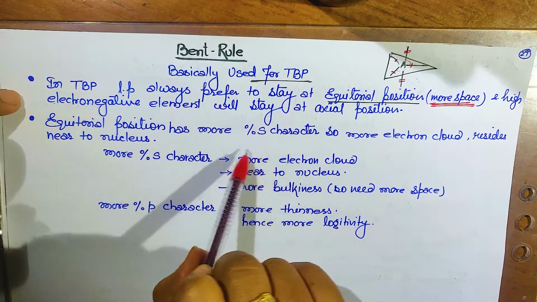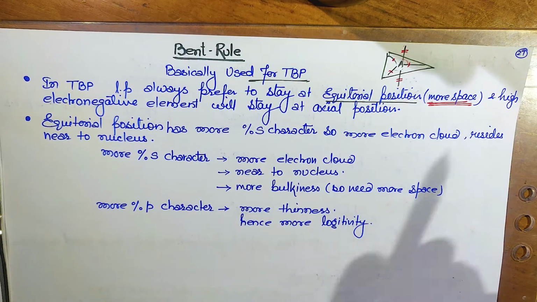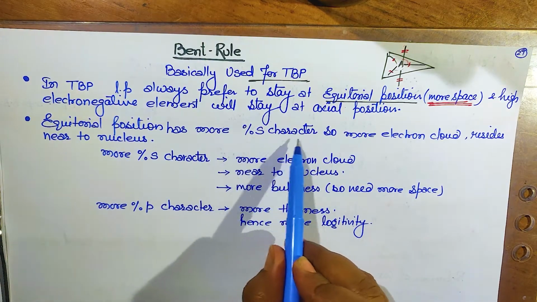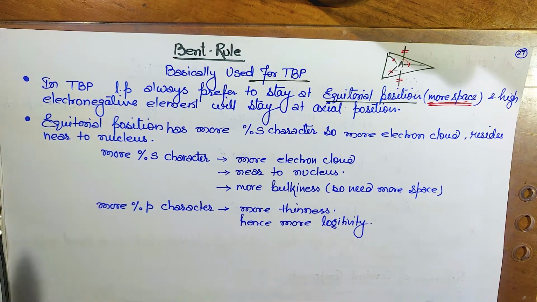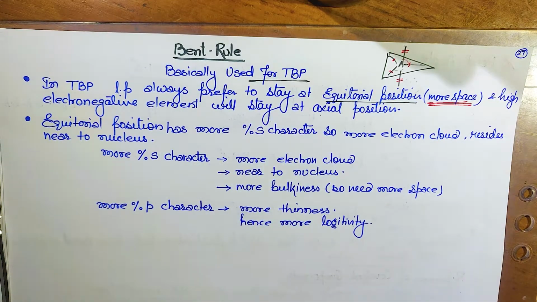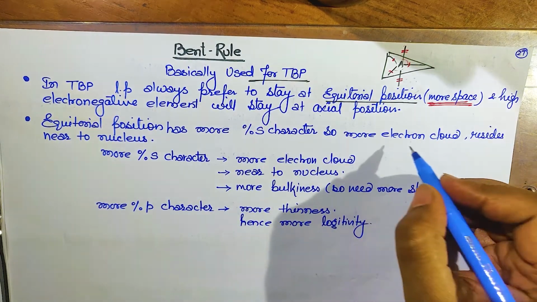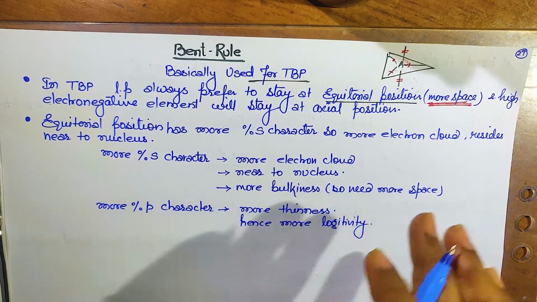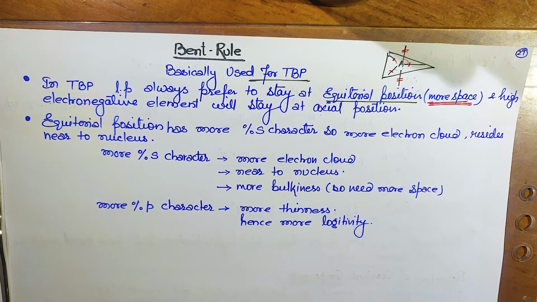The equatorial position has more percentage S character. How it is, I will explain, don't worry about that. Since it has more percentage S character, there is more electron cloud, and hence it will reside near the nucleus. Why? Because the lone pair has more S character, and the lone pair is a more electron cloud. So the electron cloud will very happily reside near the nucleus, isn't it? It will stay near the positive charge. So that is the reason, and in that case it will be considered a stable compound.